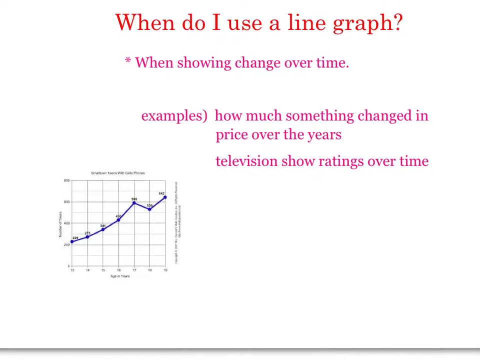When do I use a line graph? You use a line graph whenever you're showing a change over time. So examples would be like how much something changed in price over the years, or television show ratings over time. Anytime that it has to deal with time and how much something is changing, then you use a line graph.